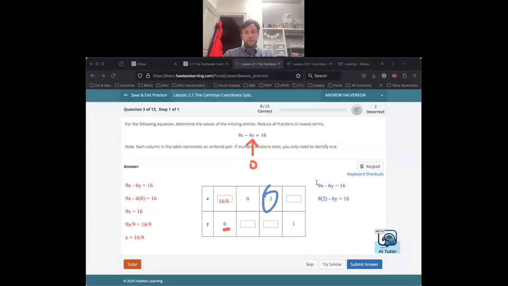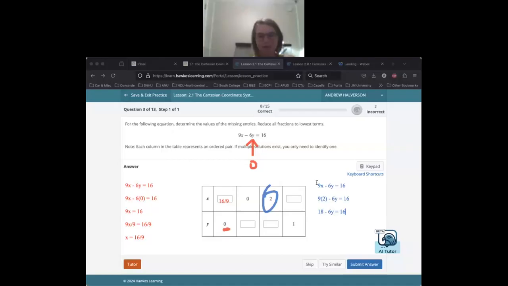Multiply 9 and 2. We get 18 minus 6y equals 16. And we can subtract 18 from both sides. Right. So now we have to call upon our skills from solving equations: subtract 18 from each side, leaving what?